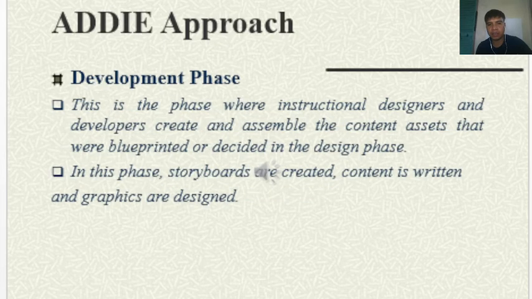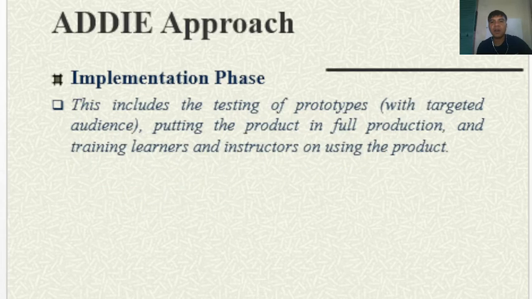And then after that, it would be the implementation phase, where this includes the testing of prototypes with the targeted audience, putting the product in full production, and training the learners and instructors in using the product. And the last one is evaluation. So the evaluation phase consists of two parts, the formative and summative.